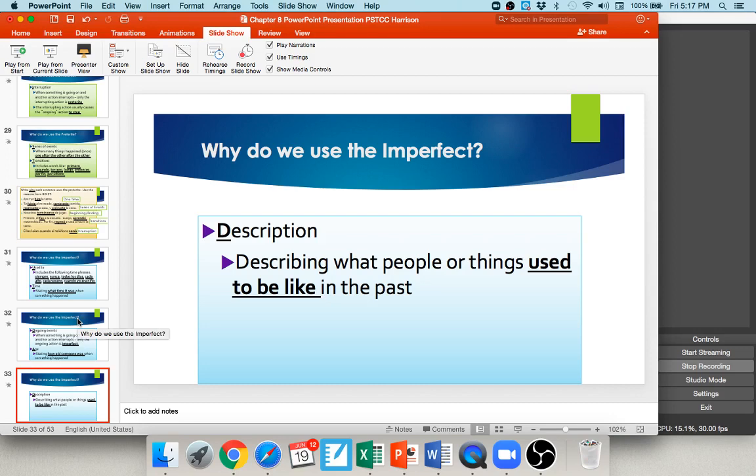And then finally, the D. The D in UTOAD stands for description, describing what people or things used to be like. So he used to be really nice when we were kids, okay?